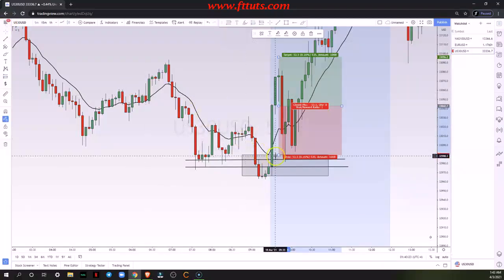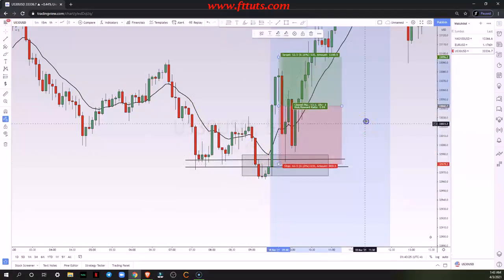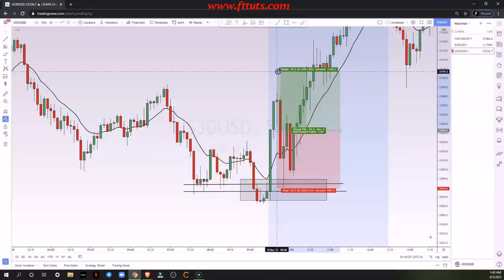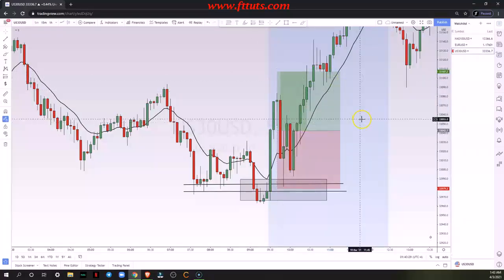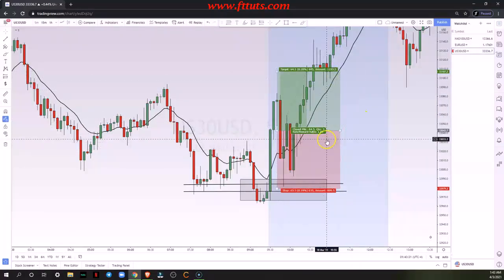We're getting in right here, and we're going for a 1-to-1. Okay, we always go for a 1-to-1. No matter how big your entry candle is, it doesn't matter. Okay, it doesn't matter. If your entry candle is 63 pips, your first take profit should be 63 pips. You know what I'm saying? Like, it all depends on how big the candle is.